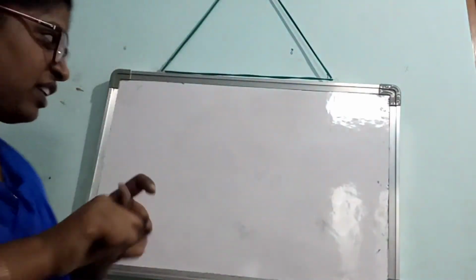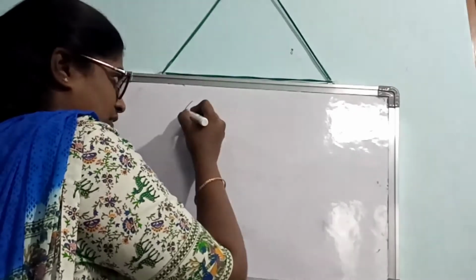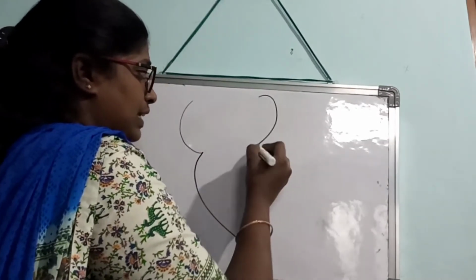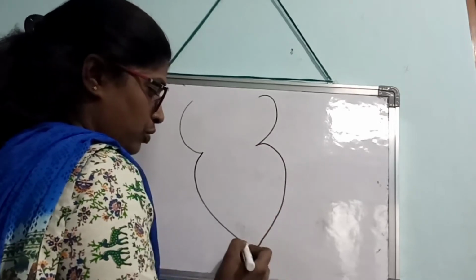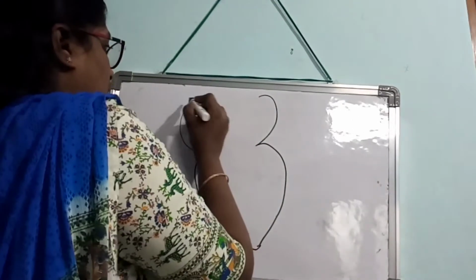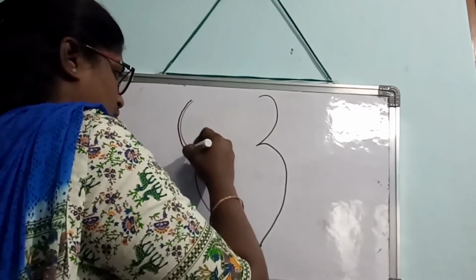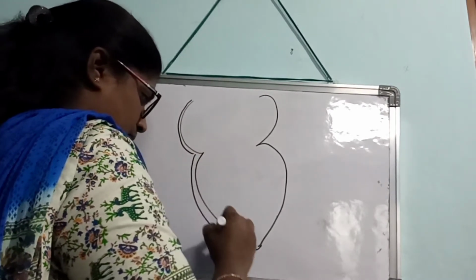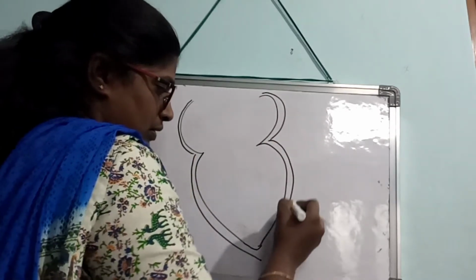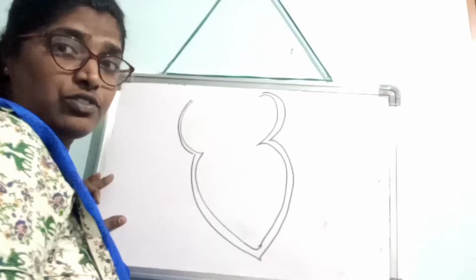If you want to draw the structure of the heart, first I'm going to show you how to draw it and then explain the parts. Don't think that it is in the shape of a leaf, but no, this is the easiest way to draw the heart. It is a double membrane structure.